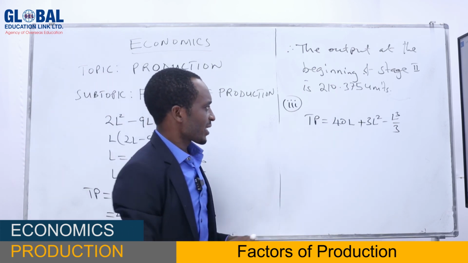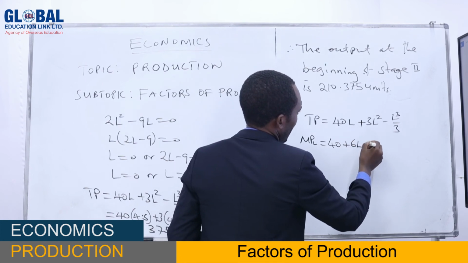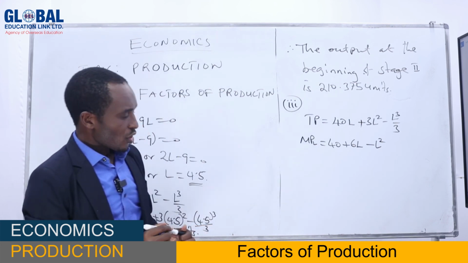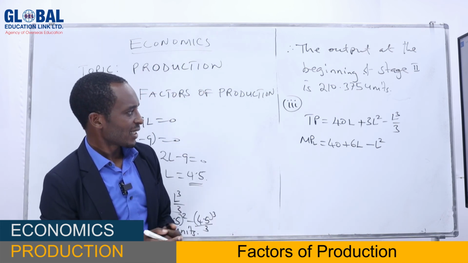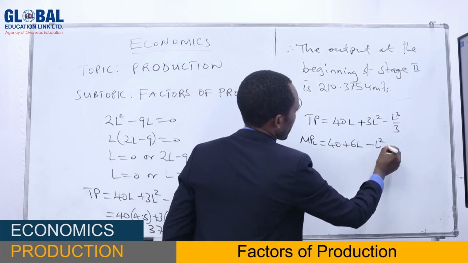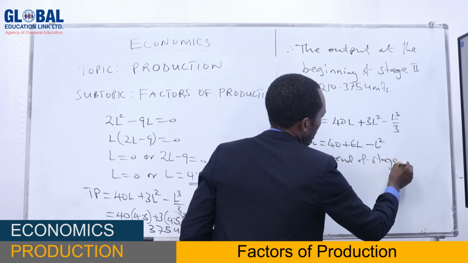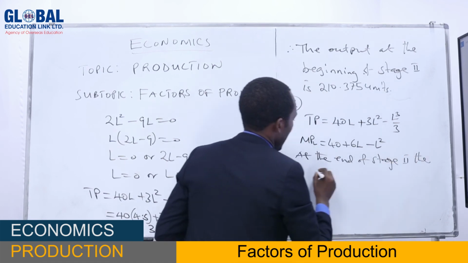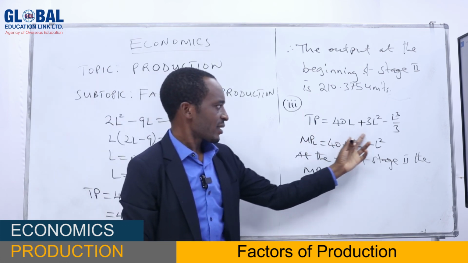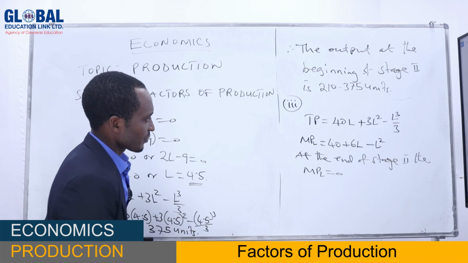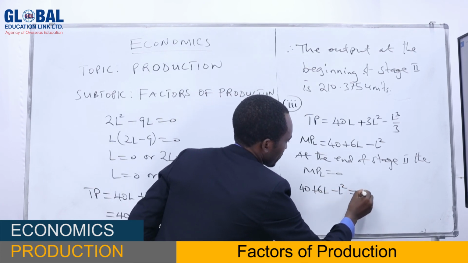So this is our total product, and we know the marginal product of labor we said is 4 plus 6L minus L square. So at the end of stage 2, from the diagram we know that the marginal product should be equal to 0. So you will equate this function equal to 0. So 4 plus 6L minus L square should be equal to 0.